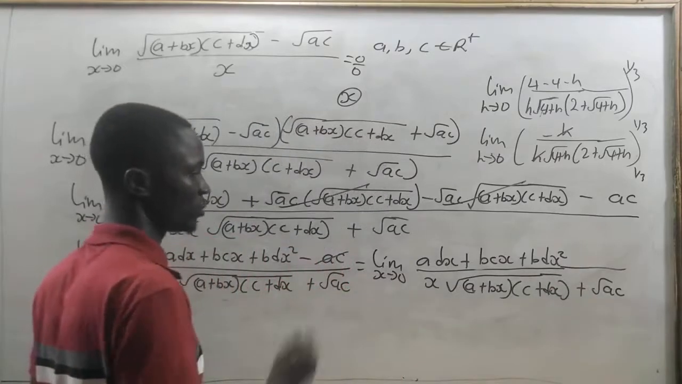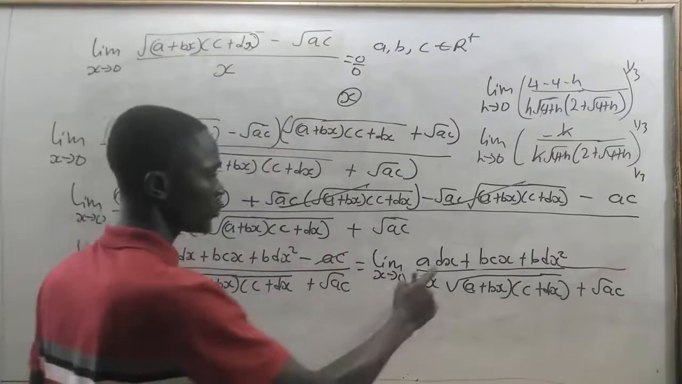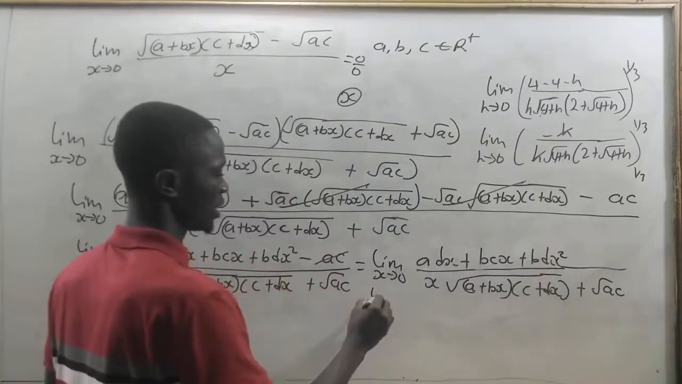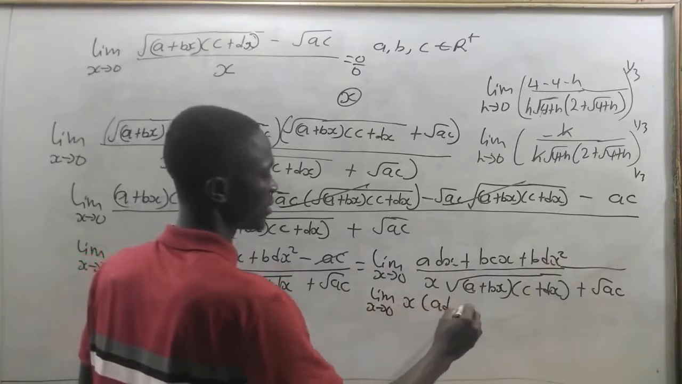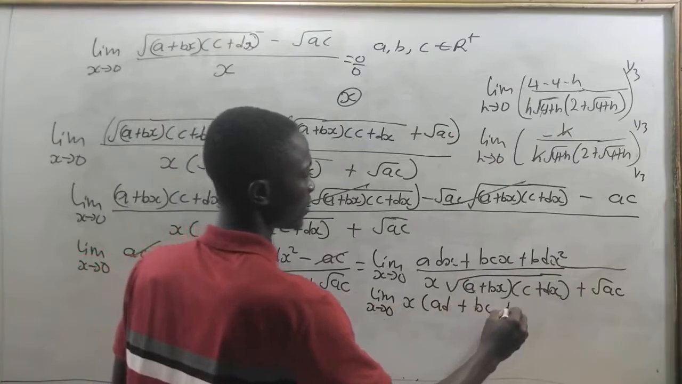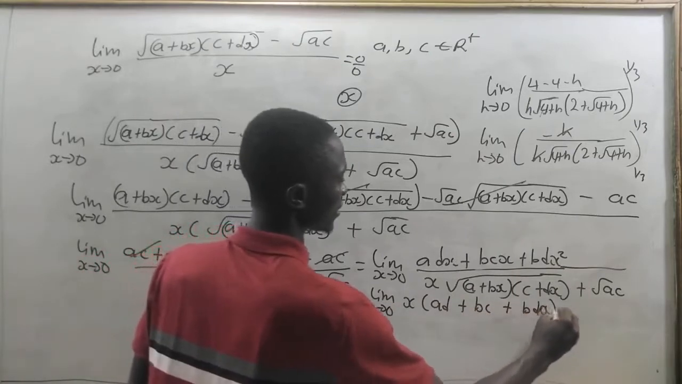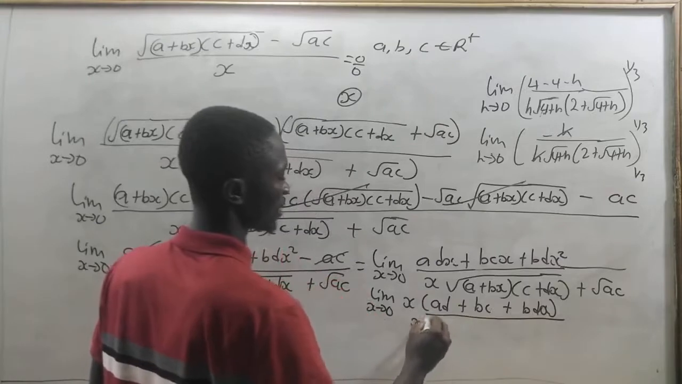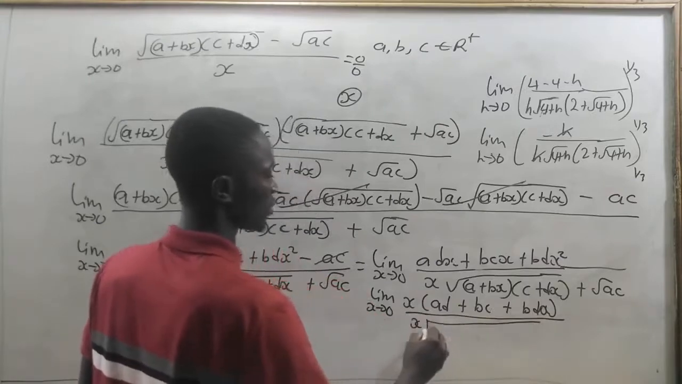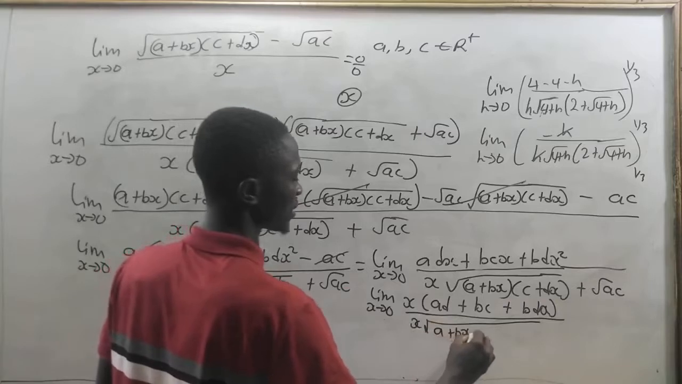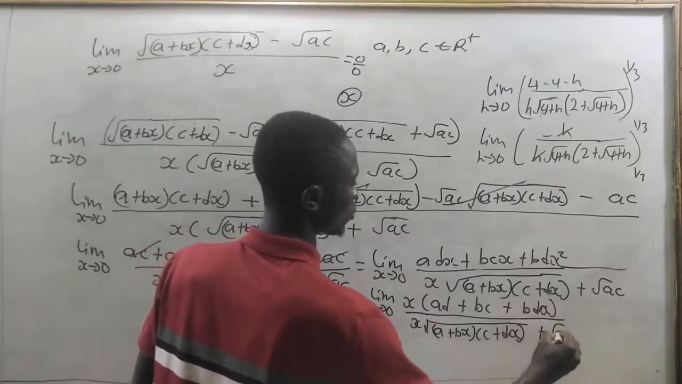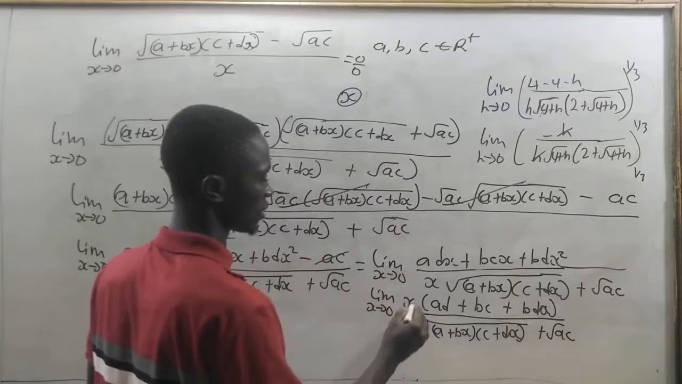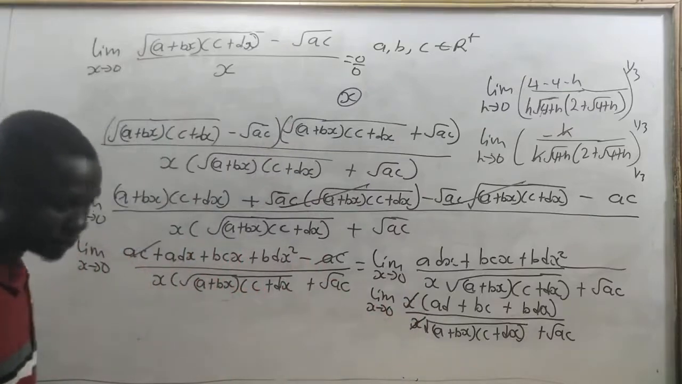Now as x approaches 0, what do we do? We can factorize the x out. So we take the limit as x approaches 0 of x times AD plus BC plus BDX, all divided by x times the square root of a plus bx times c plus dx, plus the square root of AC. And what will happen? This x will cancel this x.